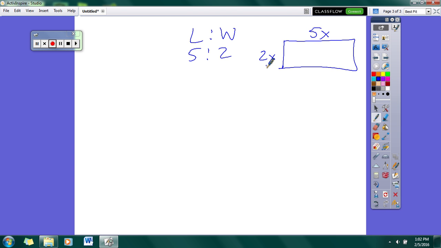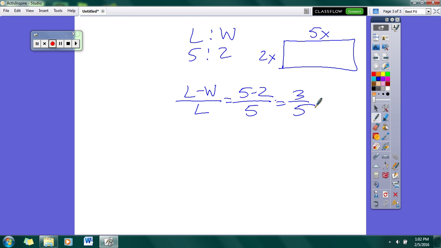Express the difference between the length and the width of the rectangle as a fraction of the length. So it wants to take length minus width, because it says difference, over the length. This is going to be 5 minus 2 over 5, which is 3 over 5.